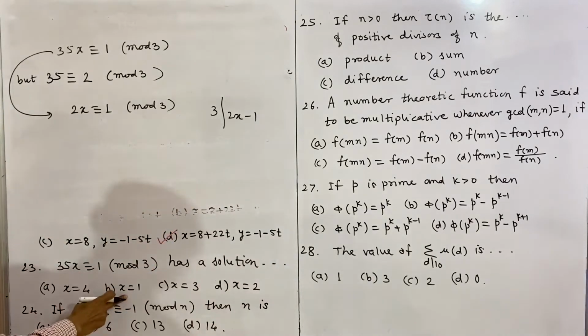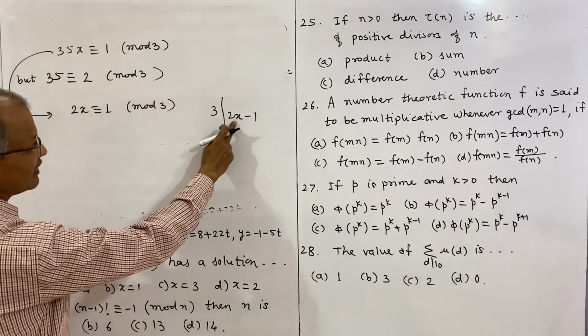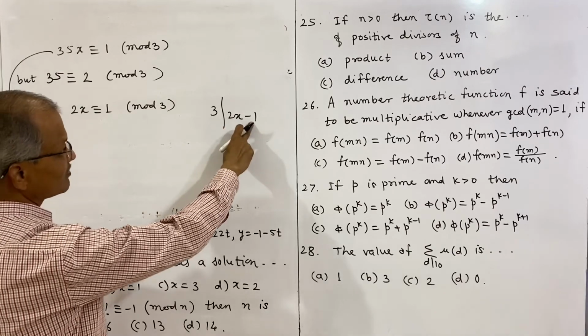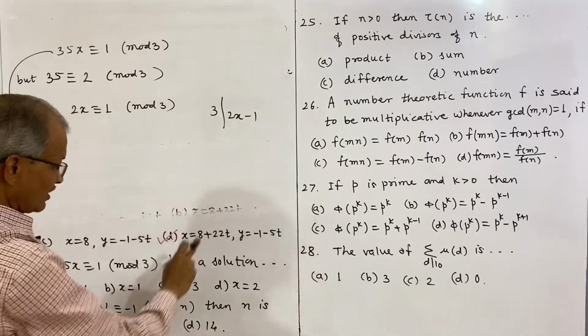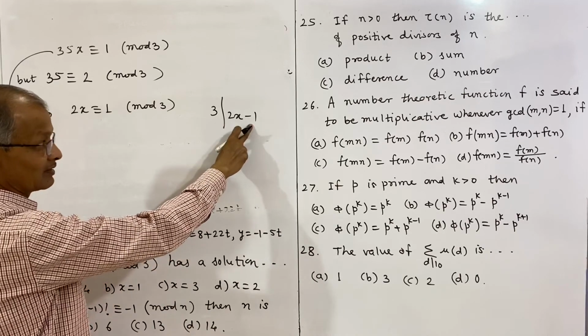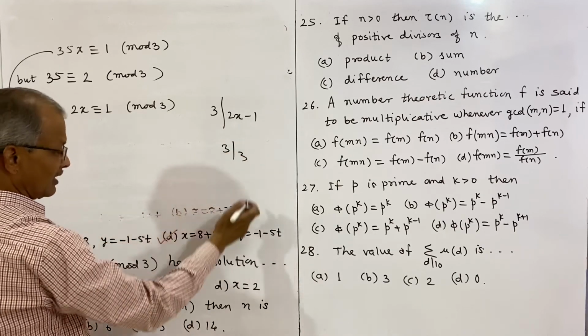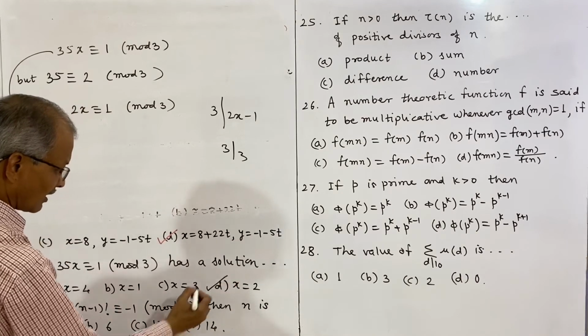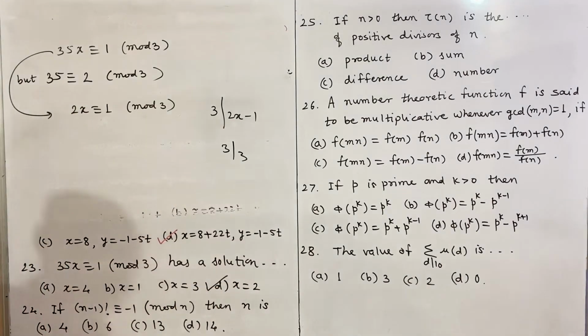3 does not divide 1, and x is 3. 3 into 2, 6. 6 minus 1, that is 5. 3 does not divide 5. X is 2. 2 into 2, 4. 4 minus 1 is 3. 3 divides 3, and therefore this is the correct alternative, D.